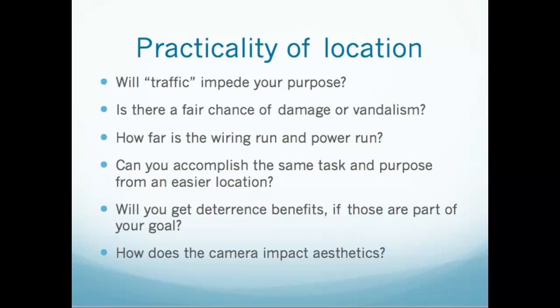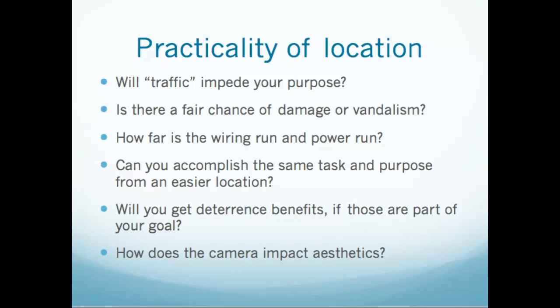In a warehouse situation, if you decide, look, I'm going to put cameras so they look down the individual sections of the warehouse, well, that's great until a forklift rips that bad boy off the wall and snaps the wiring on it, and now you have wires and you're not watching anything. So think about the potential for damage. Think about how far the wiring run and power run might be.